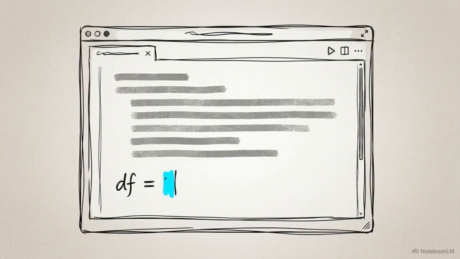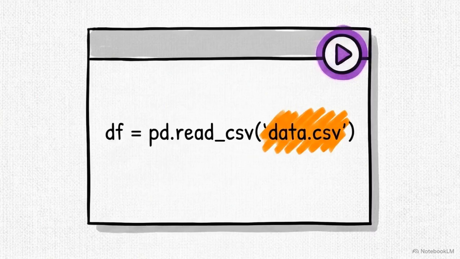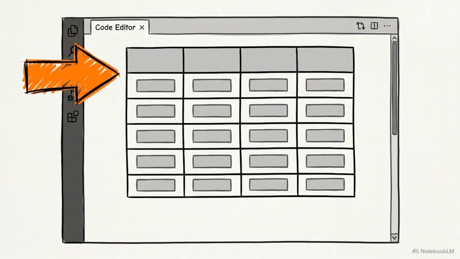Now let's load our file. We will create a new variable named df, short for DataFrame, and set it equal to pd.read_csv, passing the exact name of our CSV file in quotes. To verify the load actually worked, we'll call print(df.head()). The head method outputs exactly the first 5 rows of our dataset.